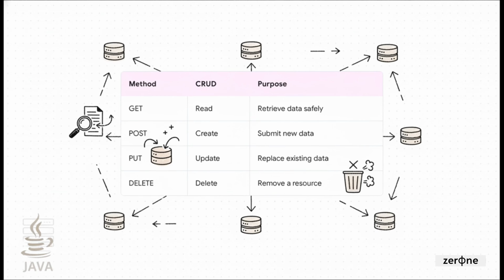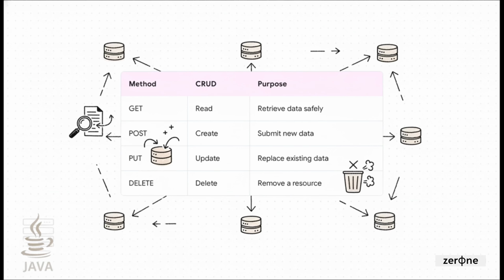Conveniently, these map perfectly to your standard database CRUD operations: create, read, update, and delete. A GET request maps to a select or read in the database. It is safe, meaning it retrieves data without altering anything on the server. A POST request, however, maps to insert or create. You are actively submitting brand new data to the database. It is absolutely vital that you keep the distinction between GET and POST crystal clear.